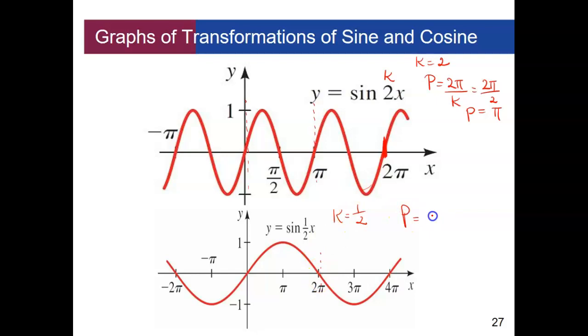So the period for this is 2 pi over that k. So 2 pi over 1/2. So that's going to be 2 pi times 2 over 1, or 4 pi. So the period is 4 pi. So that means in order to see an entire sine graph, I have to look from 0 all the way out to 4 pi. So if I'm looking from 0 to 4 pi, then I see 1 complete sine graph. So what these are doing is horizontal shrinks and horizontal stretches. So if it's less than 1, it's a horizontal stretch. If it's greater than 1, it's a horizontal shrink.